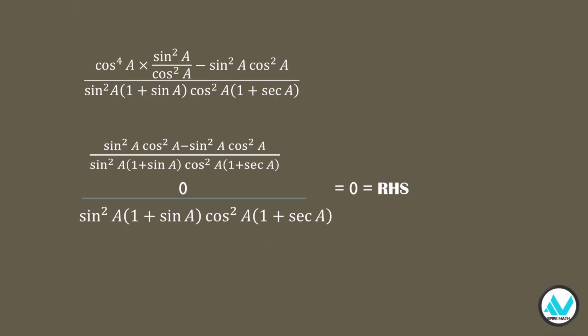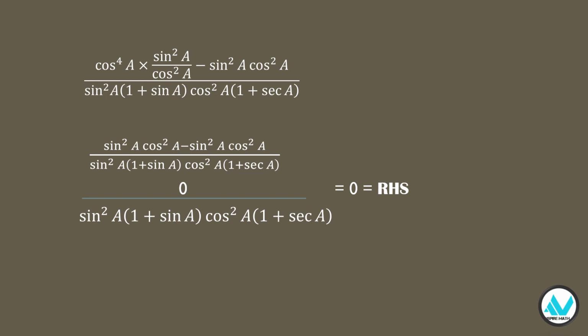In place of tan square a, let me write sin square a by cos square a. So I'll have cos power 4a into sin square a by cos square a, minus sin square a. In place of 1 minus sin square a, I'm going to write cos square a by the denominator. So let me cancel cos square and cos square.